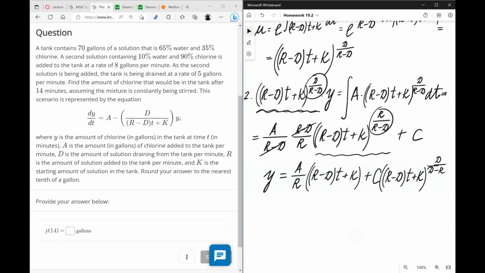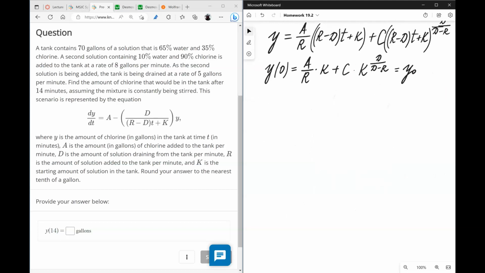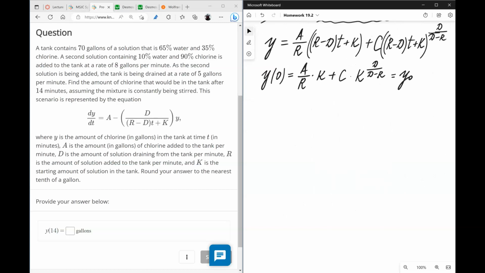However, frequently we're given the initial condition, right? So to find c, we will use the fact that y of 0, which is on one hand a over r times k plus c times k to the power d over d minus r, will be given some value, let's call it y0. So now we're going to solve this for c.